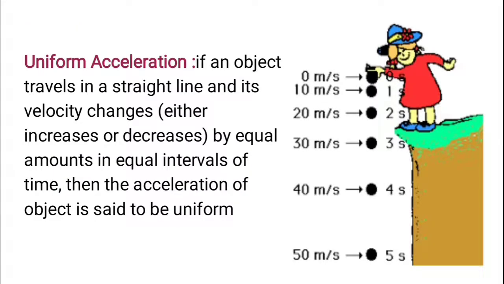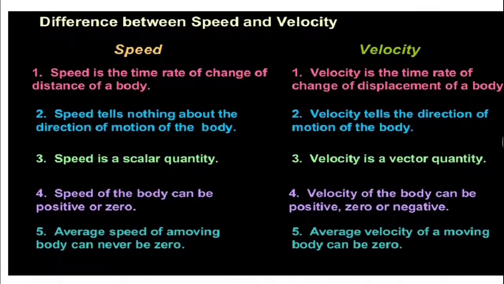Here you can see when the ball is released from a certain height, at first second its speed is 10 meter per second. At 2 seconds its speed is 20 meter per second. At 3 seconds its speed is 30 meter per second. At 4 seconds its speed is 40 meter per second. It means every second its speed is continuously changing or increasing. Although the direction is downward, the speed is changing, hence the velocity is going to change. That's why this is an example of non-uniform velocity.